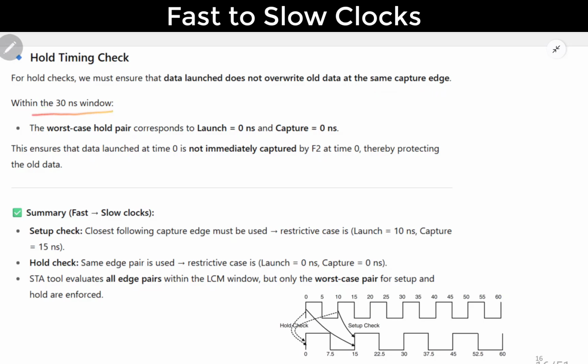So within this 30 nanosecond window, the worst case hold pair corresponds to launching at 0 and capturing at 0. So launching at 0 and capturing at 0 is the worst case.